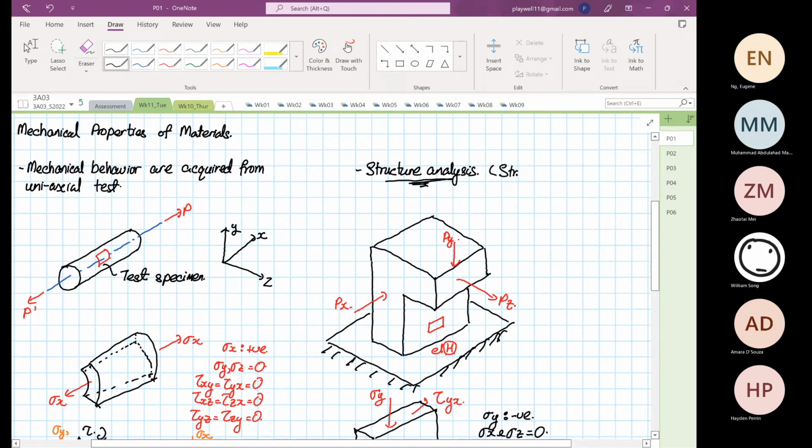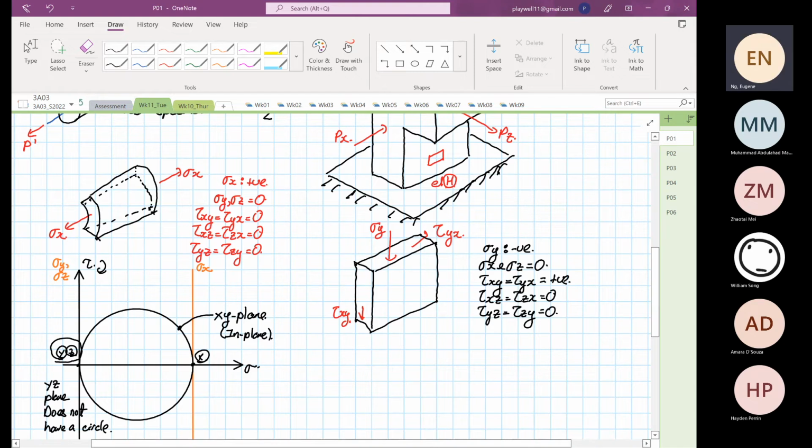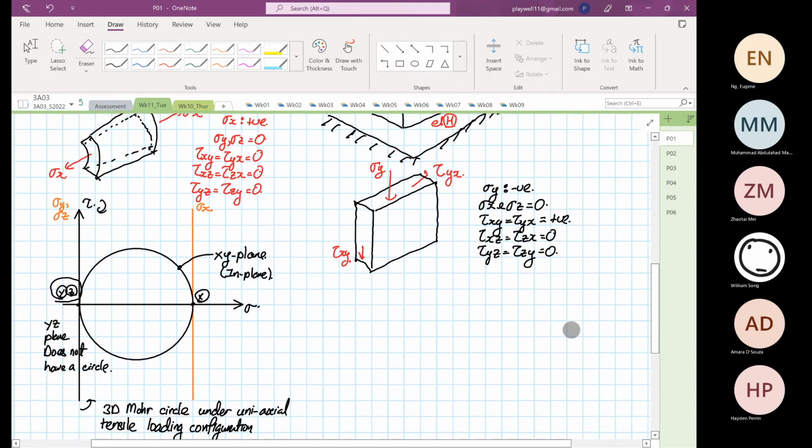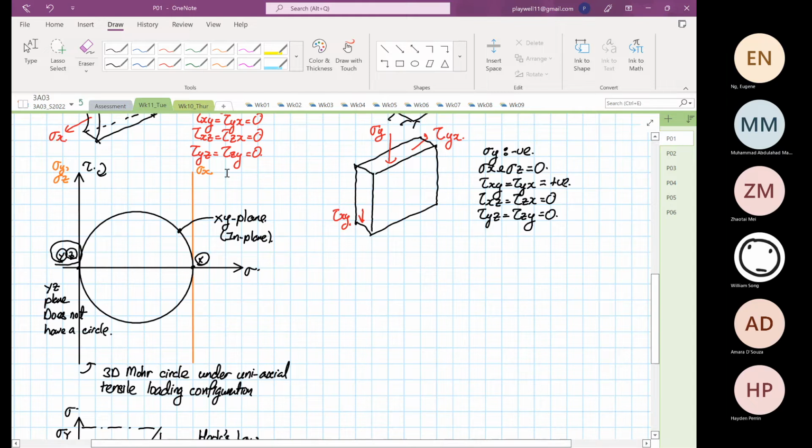Stresses calculated on how the structure is loaded. Okay, so from here we plot the 3D Mohr circle.